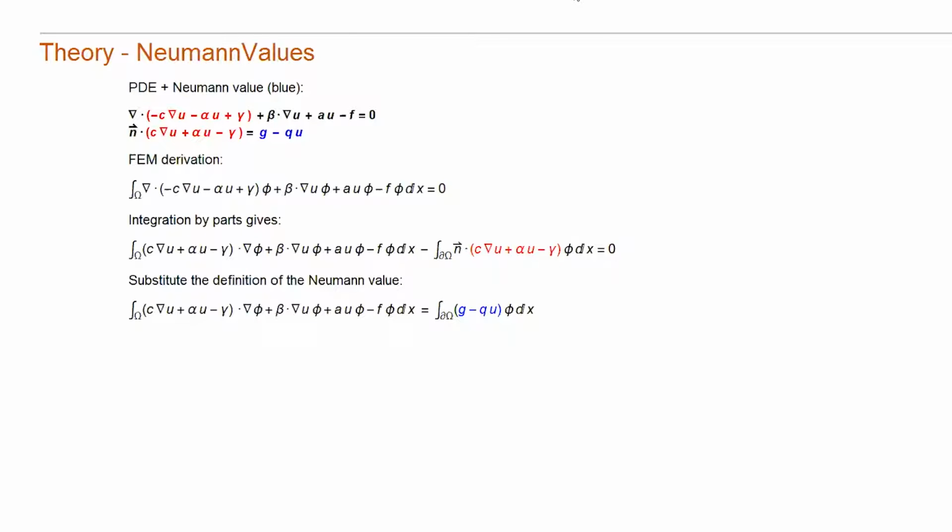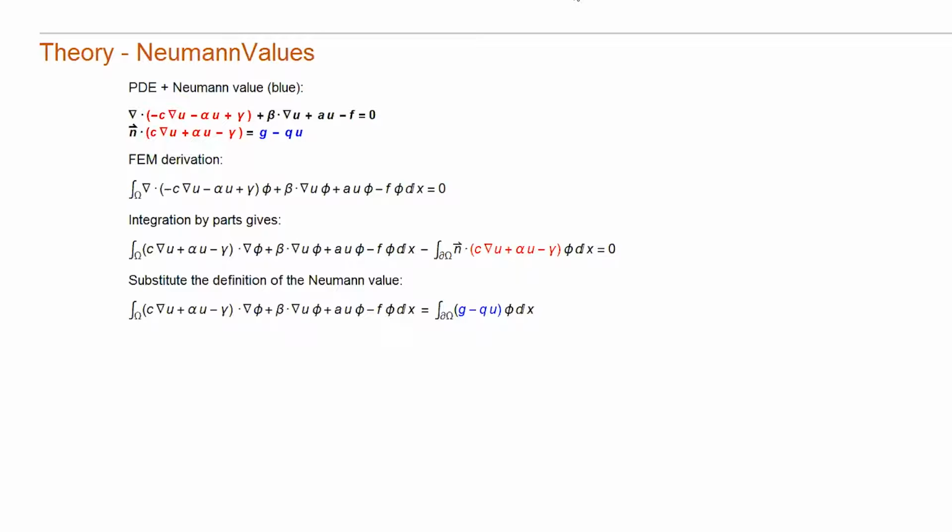Let's look at the theory of Neumann values. For that, remind yourself of the coefficient form we've seen earlier. Note that there's a close correspondence between the Neumann value and the coefficient form. I'm going to try to explain where this correspondence comes from and why it makes sense. For this, we look at a very simplified version of the finite element derivation. The coefficient form is taken, multiplied by an arbitrary test function phi and integrated over the region. That means that the finite element method actually tries to find the solution to the PDE in a weak sense.